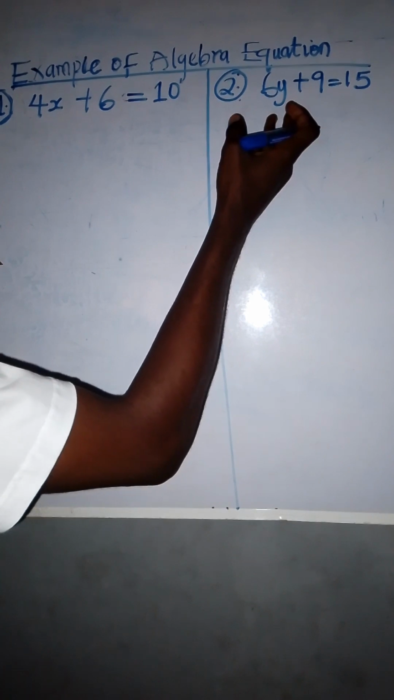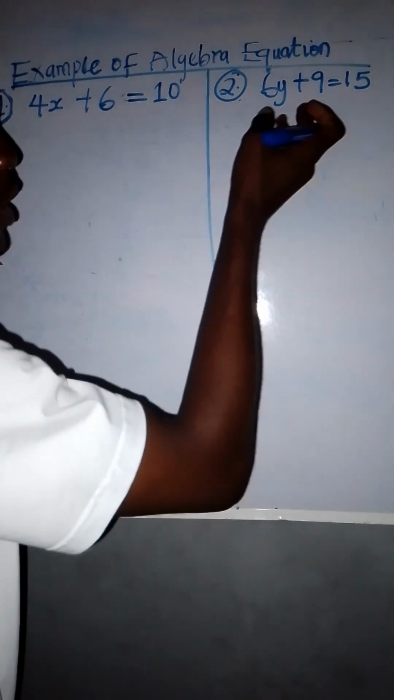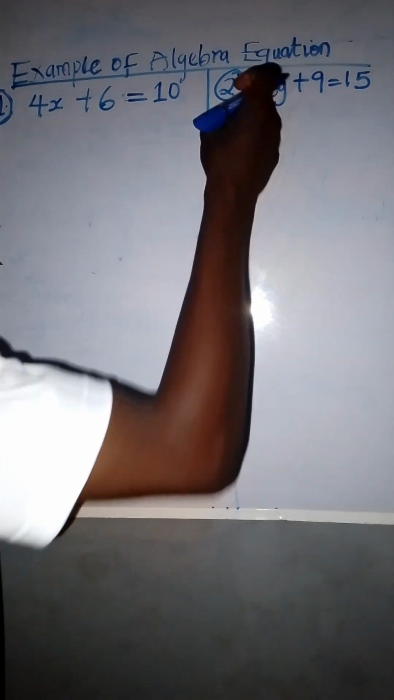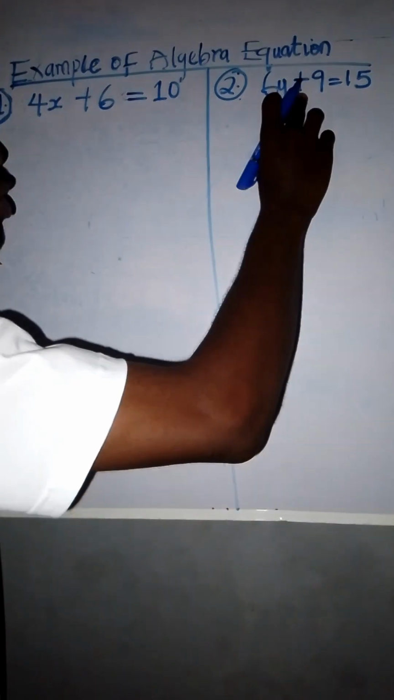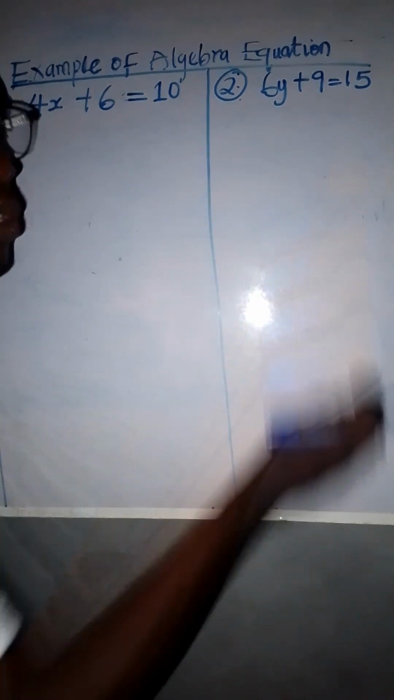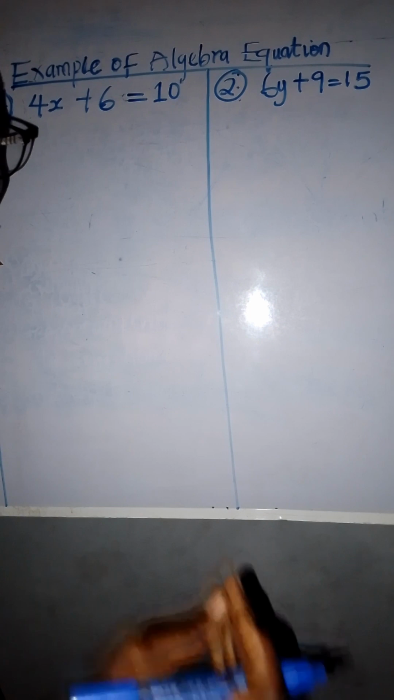Same thing applicable to question 2. We have the 6y plus 9 equal to 15. Then we said this 6 here is what? Is the coefficient attached to a variable y. Then the plus here is the operator. Then the 9 and the 15, they are both what? Constants. They don't have any letter or any variable attached to them.